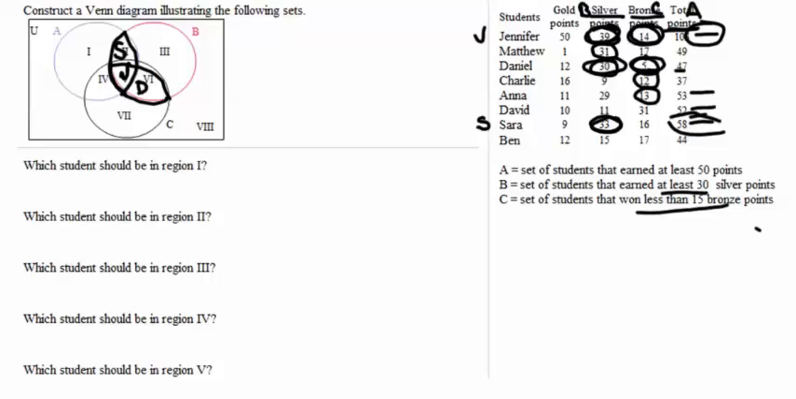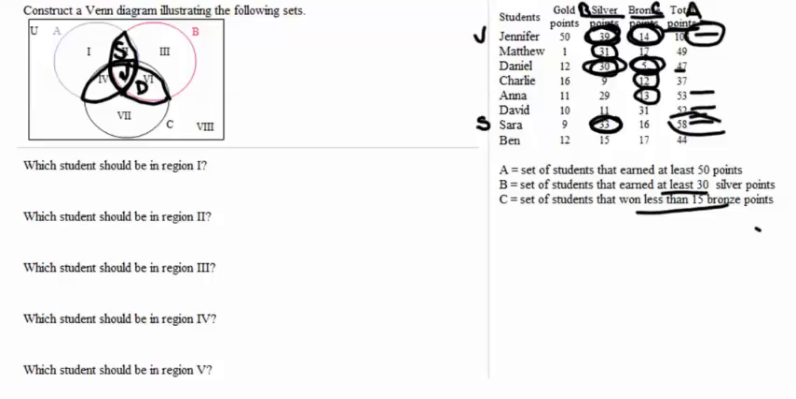But where we put him in region 6, that is a region that is in B and C, but not A. Now, if I found the intersection of A and C, Jennifer's still in there. Let's see if there's any other students that we would put in region 4.